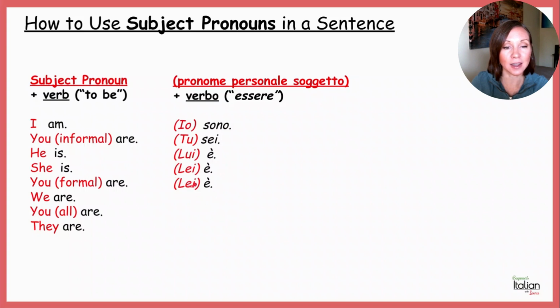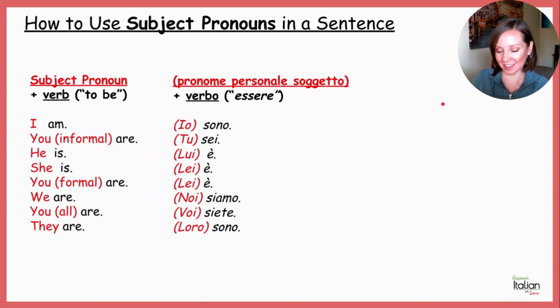Okay, again, these are the same, but one means she and one means you, formal. Noi siamo, voi siete, and loro sono. Okay, so these are your basic, this is a very basic sentence, but it is a complete sentence. So if you want to say I am, io sono, and that can be your first sentence in Italian.